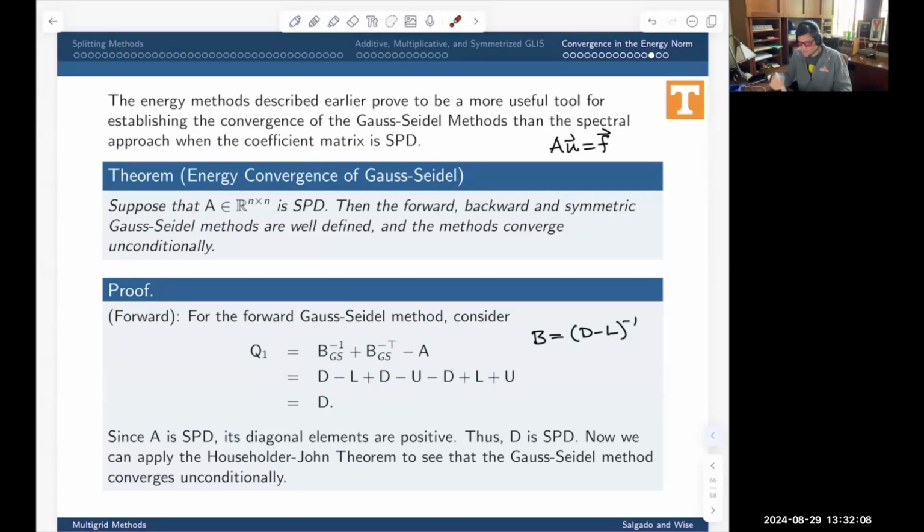Now, think back to the previous theorem that we had about the convergence of Gauss-Seidel. We assumed that the stiffness matrix was strictly diagonally dominant, and that proof was a lot longer.